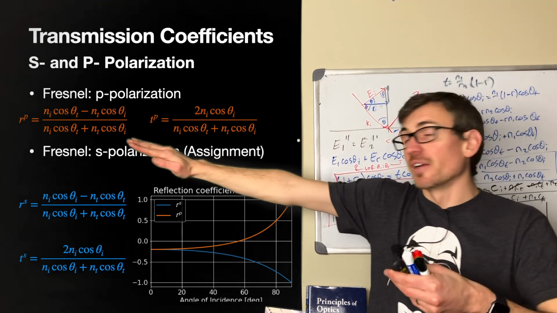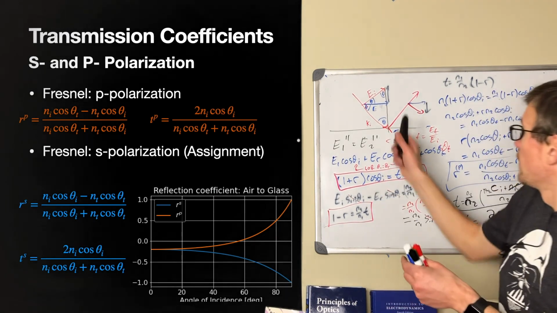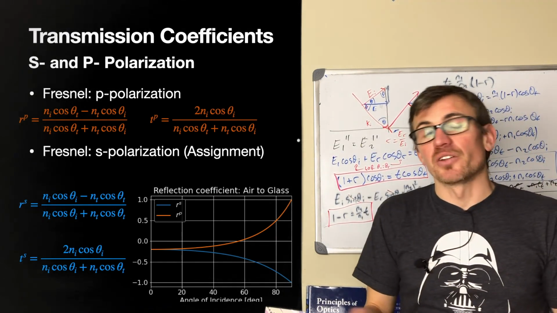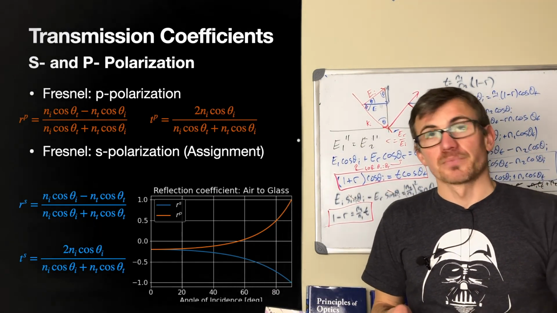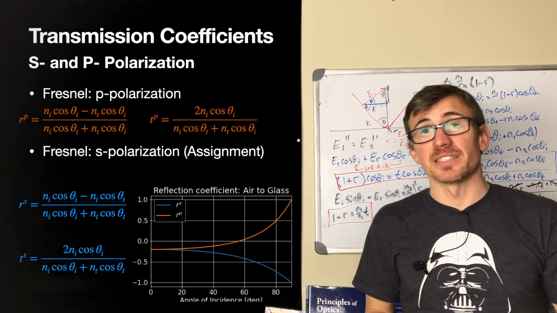And what's going on there is you have that very shallow angle, which in this case means a very large angle, and you're getting a very large reflection coefficient. Something to keep in mind is that this is for the fields, not the intensities that we actually measure.